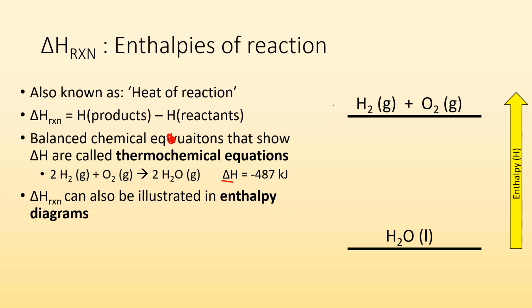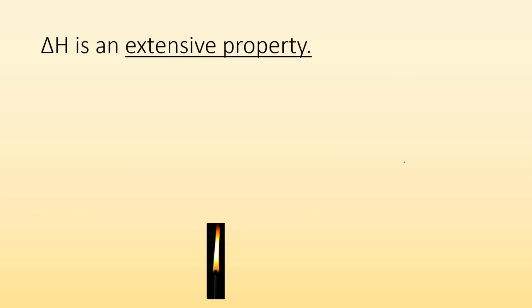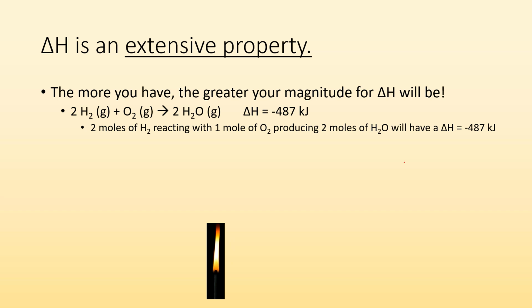So I start with 2H2 and an O2, and I'm making 2H2O, right? This would be an enthalpy diagram. It's showing that I'm starting up here and I'm ending up down here, so I can tell I'm giving off energy, I'm losing heat. So DeltaH is an extensive property, which means that the more you have, the greater the magnitude for DeltaH it'll be. It depends on how much is reacting.